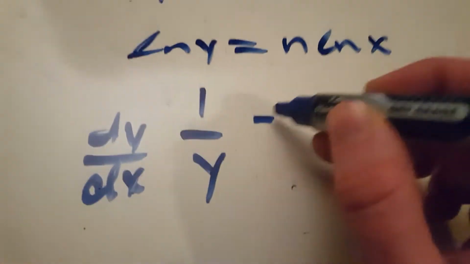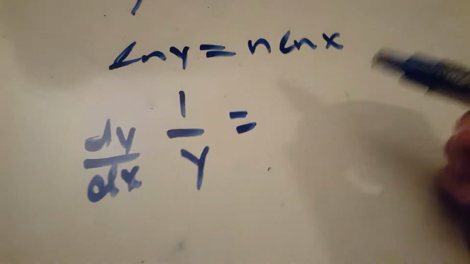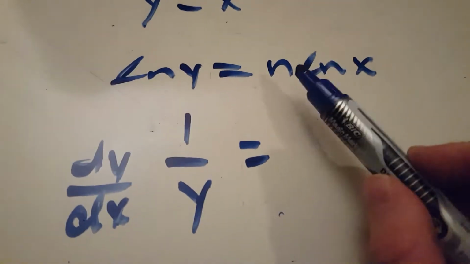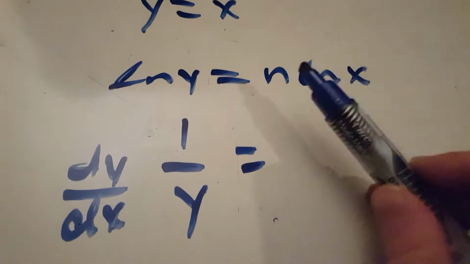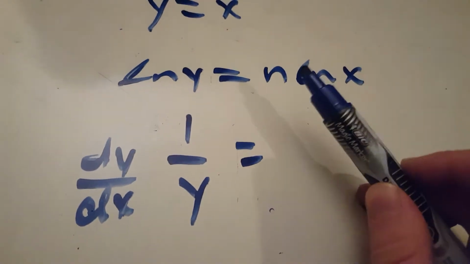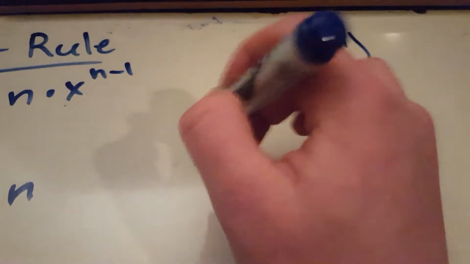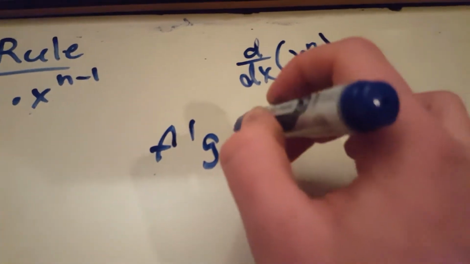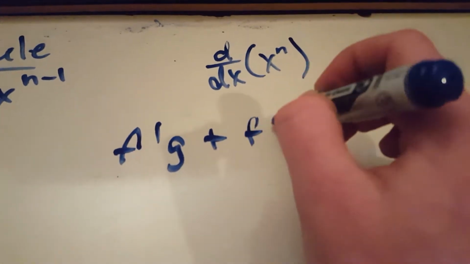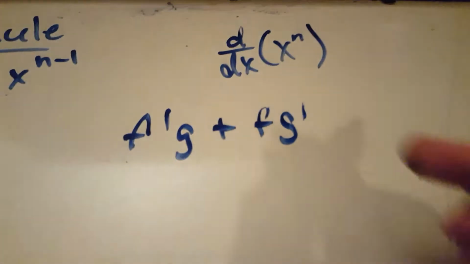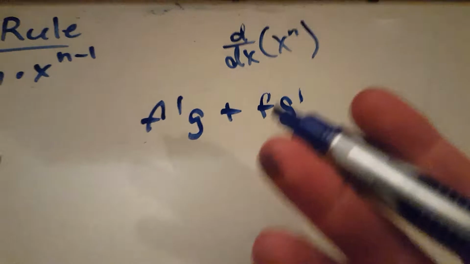So anyway, now that we've taken the derivative of the left side, let's take the derivative of the right side. So n is a constant. n is a number. The derivative of a constant is 0. Now, why that's important for this specific problem, because we're going to use something called the product rule. What that says is f prime times g plus f times g prime is our derivative when we have two functions being multiplied together.